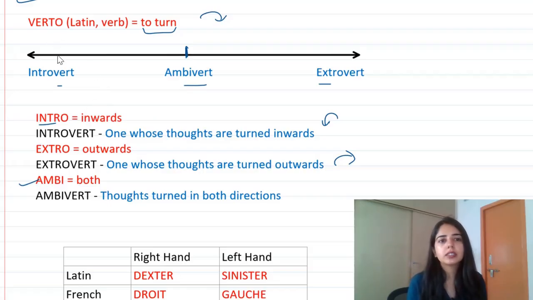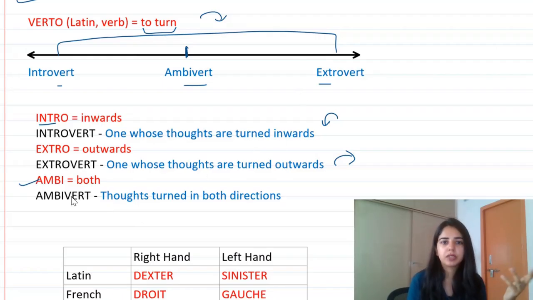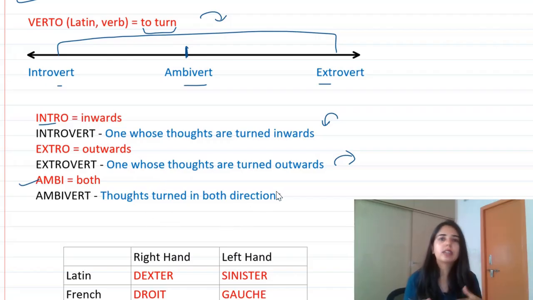You are always in the bracket of having both tendencies. It could be 90-10 or 50-50 or 60-40, whatever, but most of the people are ambivert. So thoughts turn in both directions. Sometimes we want to interact with the outer world, but we also need some alone time. Now some people need less alone time, some people need more alone time, but most of the people are both introvert and extrovert, so they are called ambivert.